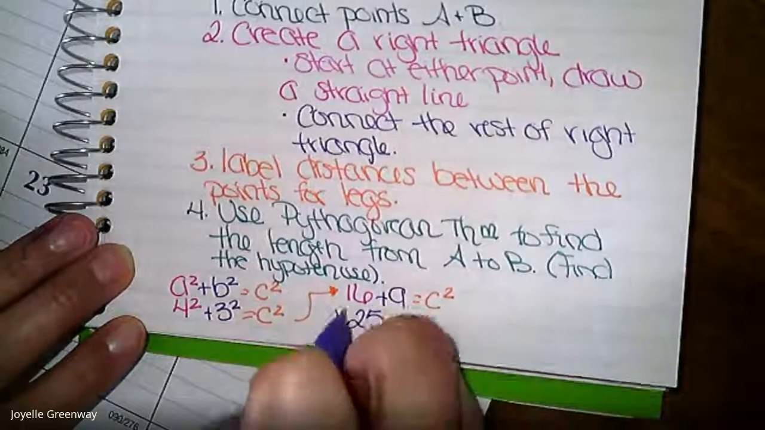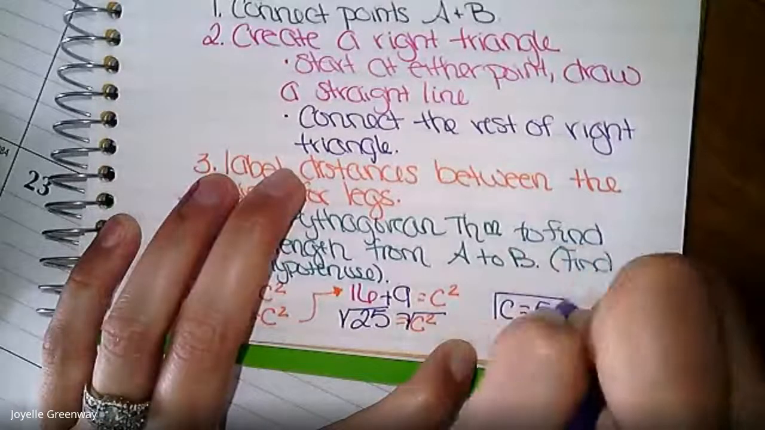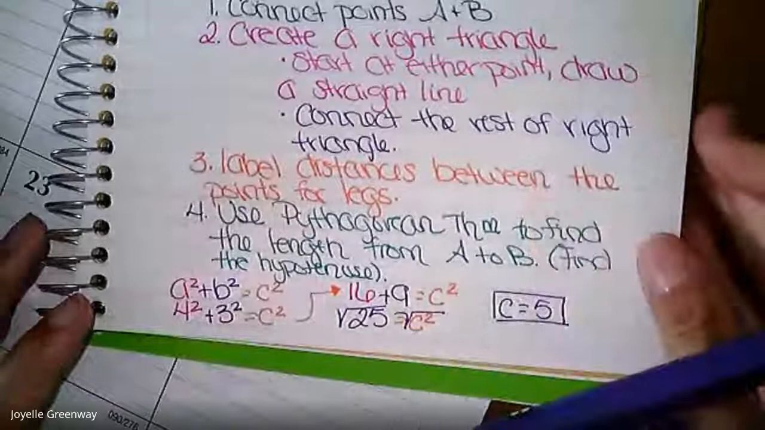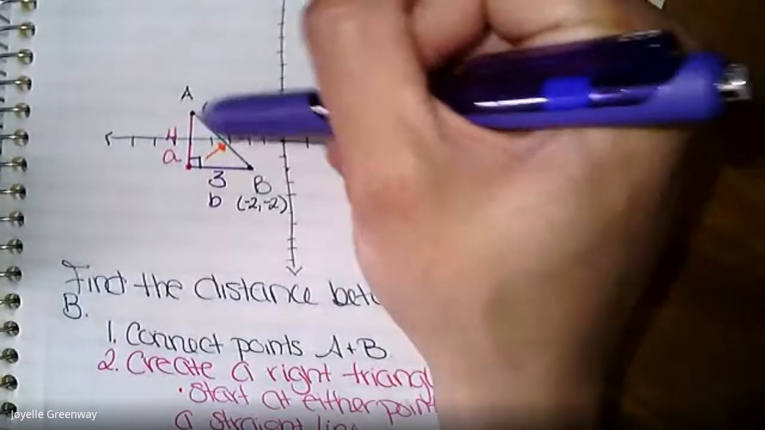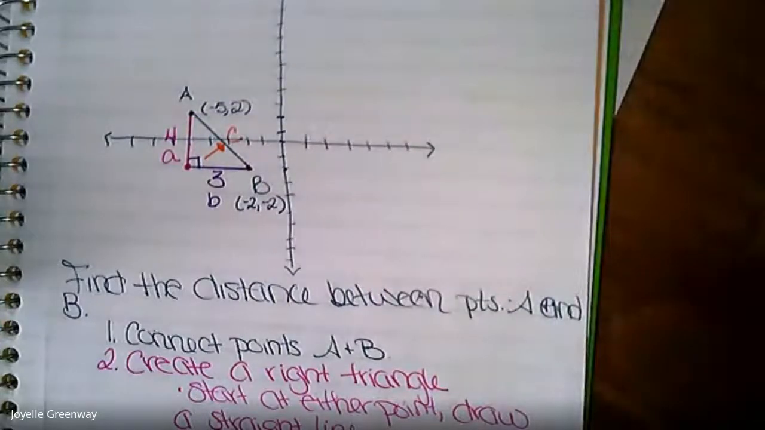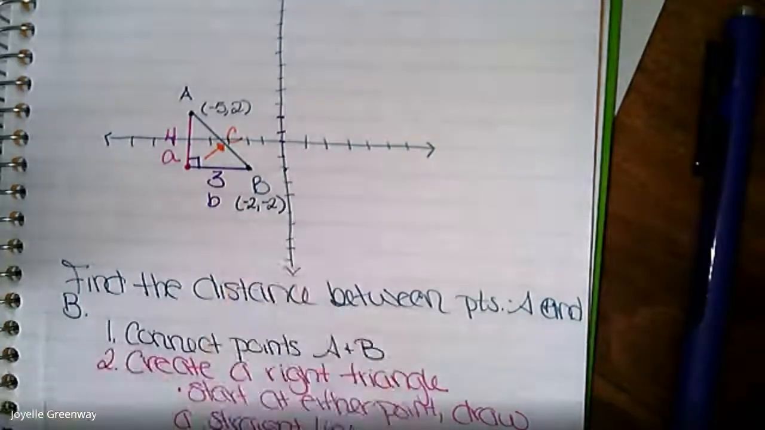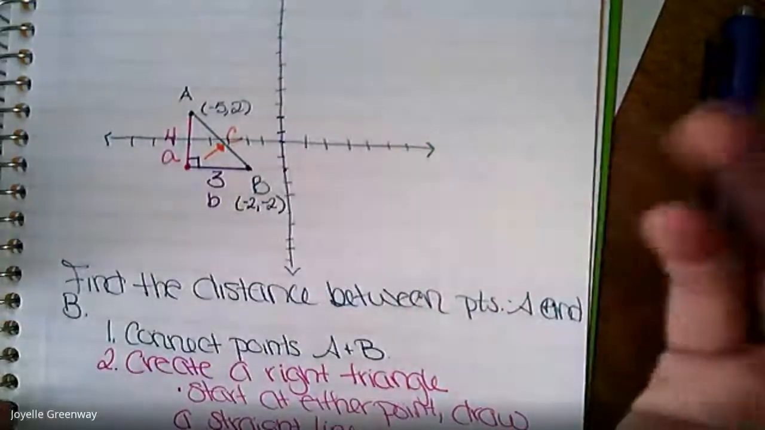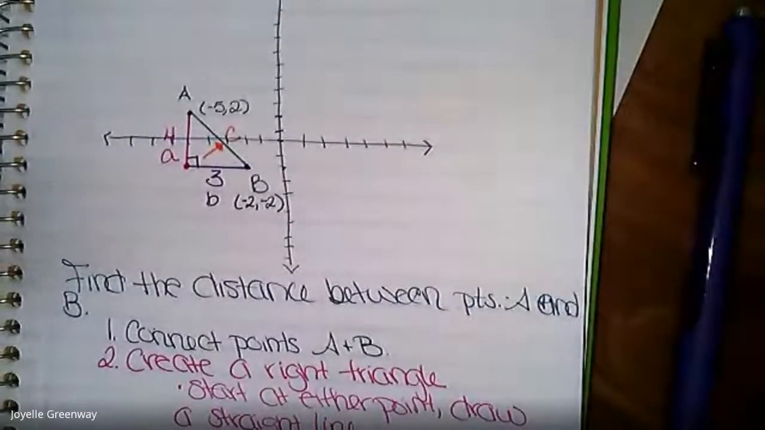I can take the square root, and C is equal to 5. So the length or the distance between A and B is 5 units. Even if they're not labeled A and B, even if they're labeled C and D or E and F, you still do the same thing. You still make a right triangle, count the units for your legs, and then find your hypotenuse.